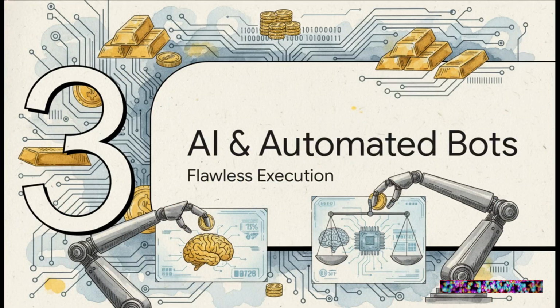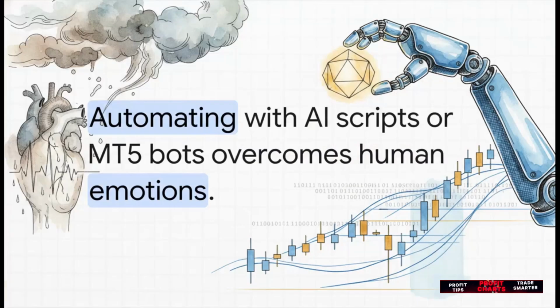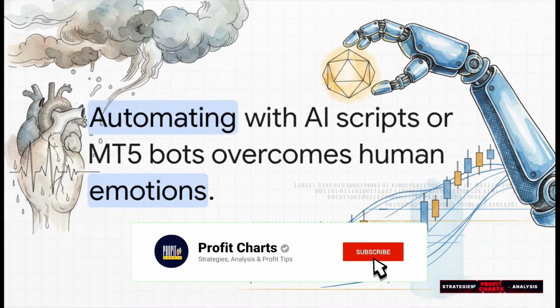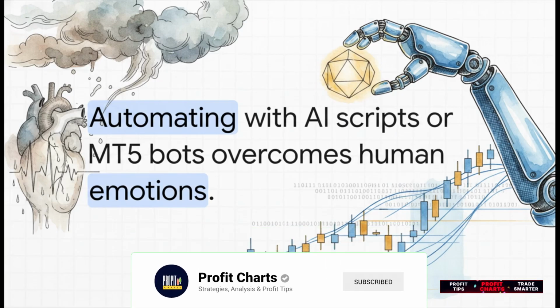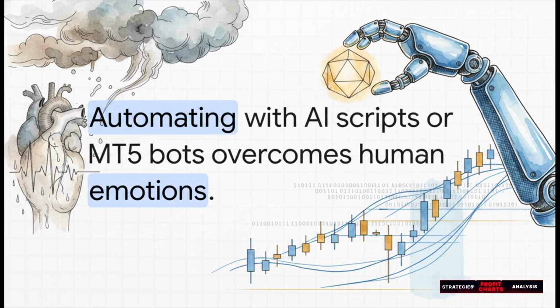Let's jump into section 3, AI and automated bots, flawless execution. The whole trading landscape is rapidly shifting right now. Traders are automating their strategies, using tools like Claude AI to write custom scripts, or building out expert advisors for MetaTrader 5. And the primary goal developers highlight isn't necessarily finding some magic formula. It's overcoming human emotion to execute setups flawlessly, 24/7, entirely without fear or greed.